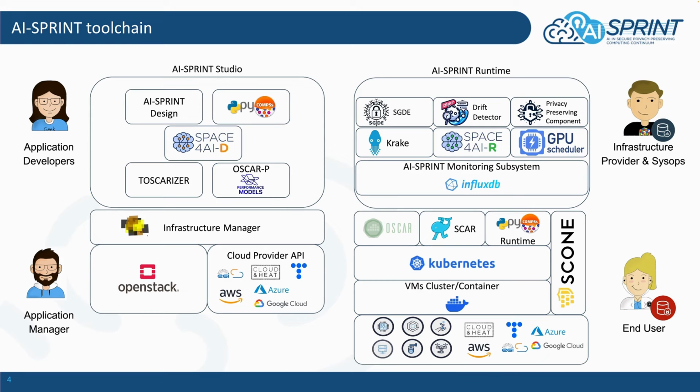We also have the privacy-preserving components. These are tools that take into account the trade-off of accuracy and resilience to privacy attacks. It employs various techniques, including differential privacy, regularization, and adversarial training.